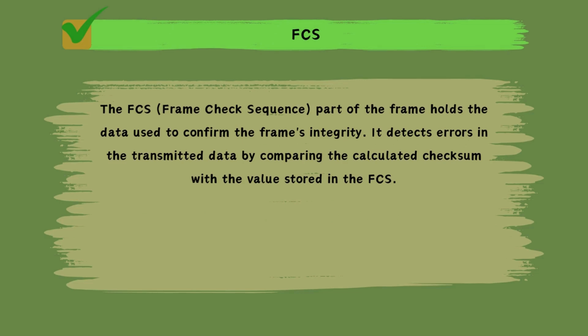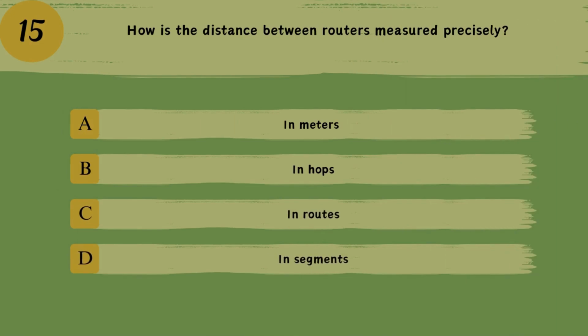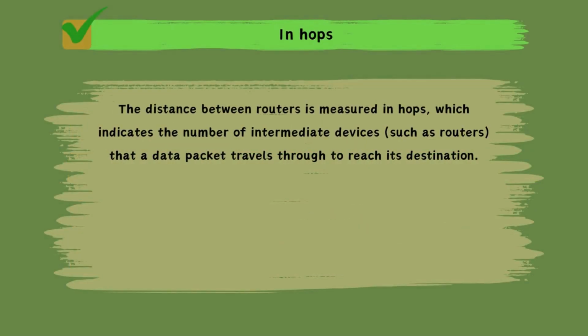Question 15. How is the distance between routers measured precisely? A. In meters. B. In hops. C. In routes. D. In segments. Correct answer, B. In hops. The distance between routers is measured in hops, which indicates the number of intermediate devices, such as routers, that a data packet travels through to reach its destination.